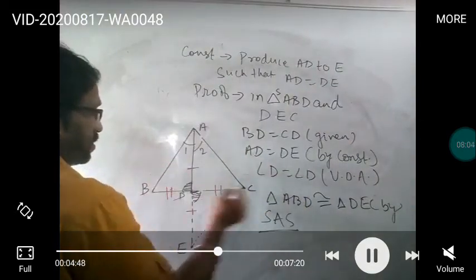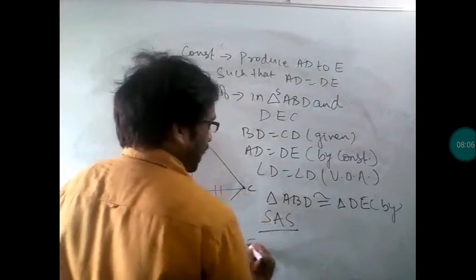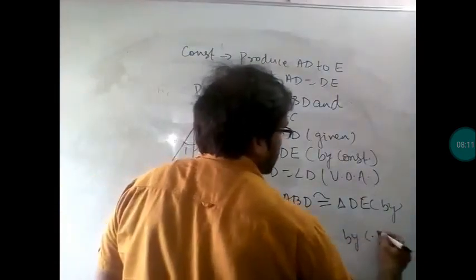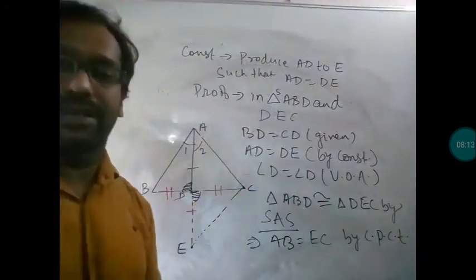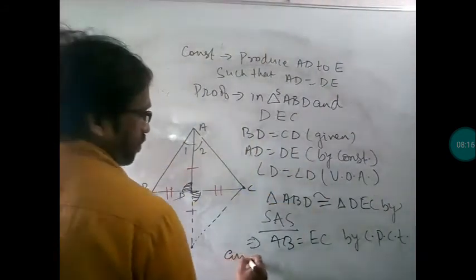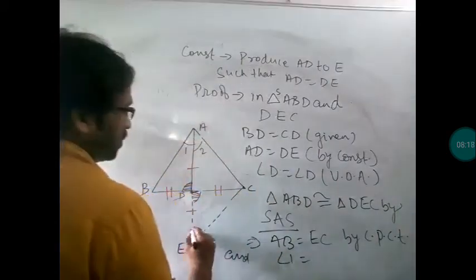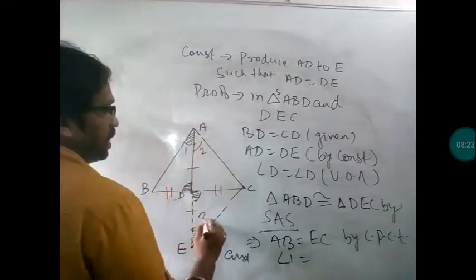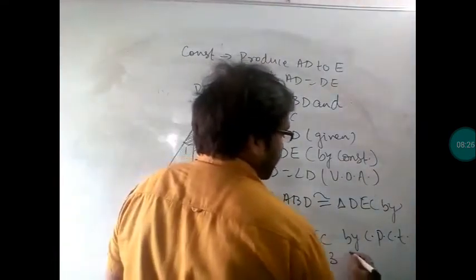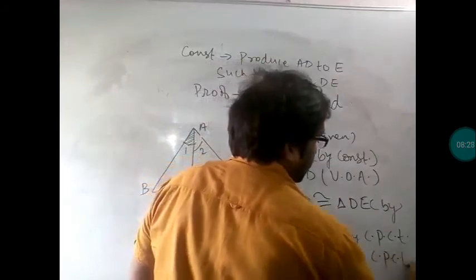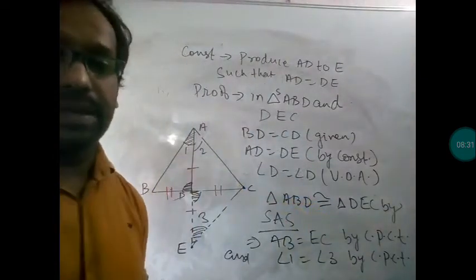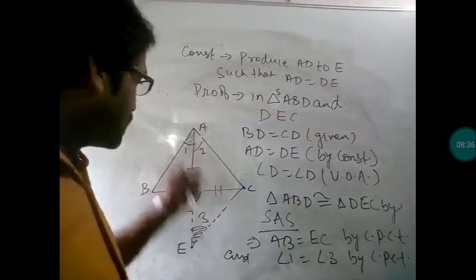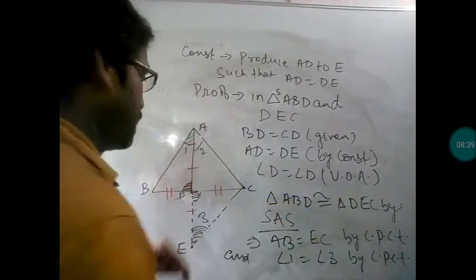Now what? If these two are congruent, that means their corresponding parts are also equal. In these two triangles, AB is equal to EC, and angle A is equal to angle E, that is, angle 1 is equal to angle 3. That is also by congruence. Now we are approaching our solution. We are going to prove very soon what they have asked.